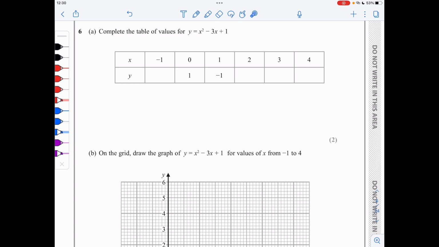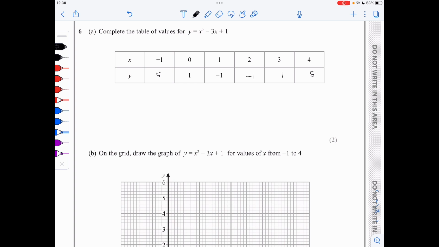In question 6, we need to complete the table of values for y is x squared minus 3x plus 1. Well, if x is negative 1, squared will be 1, minus 3 times negative 1 plus 1 will be 1 plus 3 plus 1, which gives me 5. For 0, we've got the answer. For 1, we've got the answer. When x is 2, it's going to be 2 squared minus 3 times 2 plus 1, which is 4 minus 6 plus 1, which is negative 2 plus 1, which is negative 1. And if I proceed, for 3, it will give me 1, and for 4, it will give me 5.